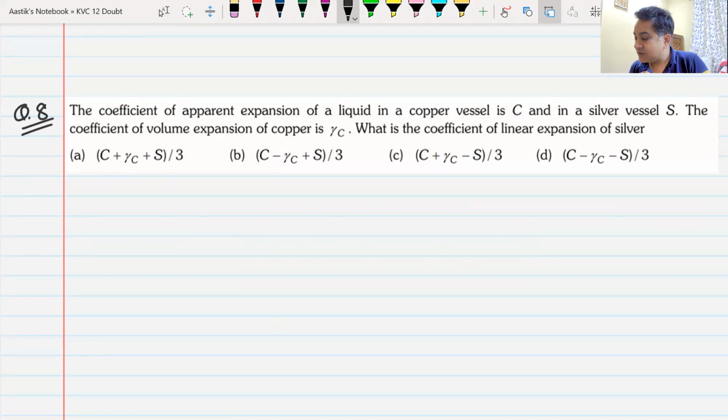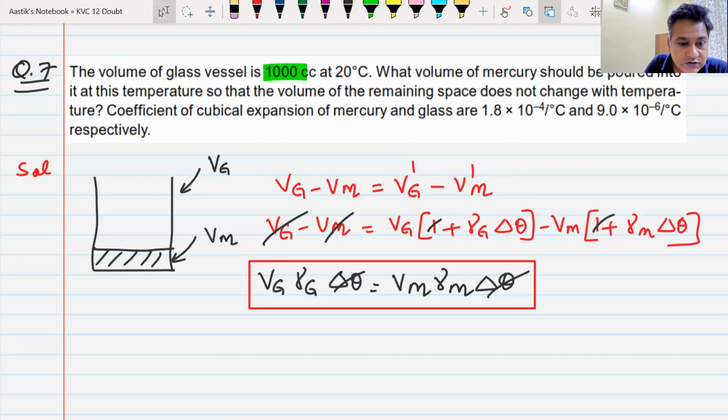The coefficient of expansion of a liquid in a copper vessel is C and in a silver vessel is S. The coefficient of volume expansion of copper is gamma C. What is the expansion of silver? Let me see your question. Where is that? How will I see it? Show the previous slide once. Okay, you want to see the previous slide? Okay, see this one. Meanwhile, I will look at the question.